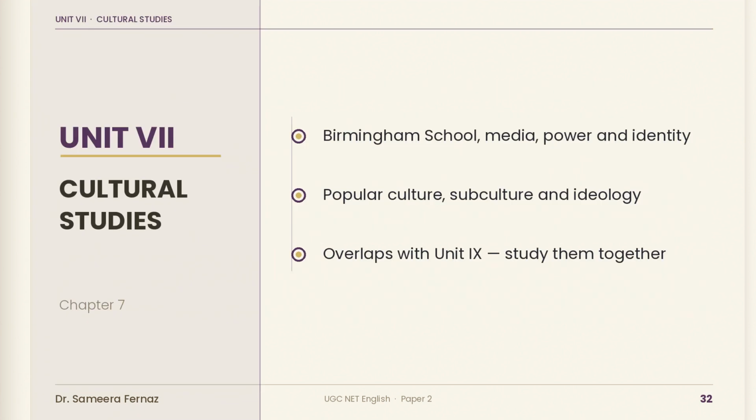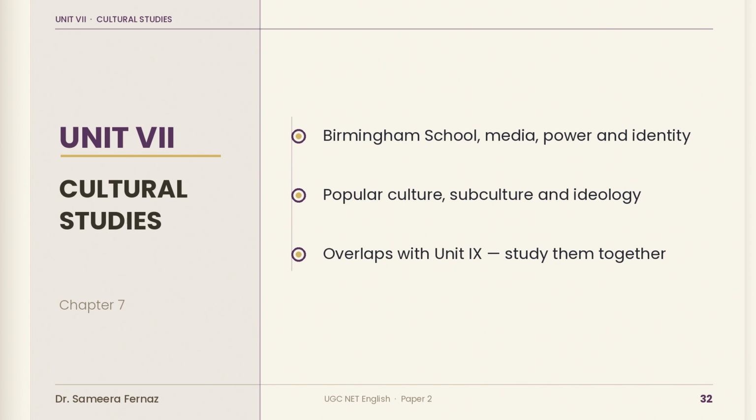Chapter 7: Cultural Studies. This chapter deals with the Birmingham School, media, power and identity, and topics such as popular culture, subculture and ideology. It overlaps with Unit 9, so study the two together and save time.